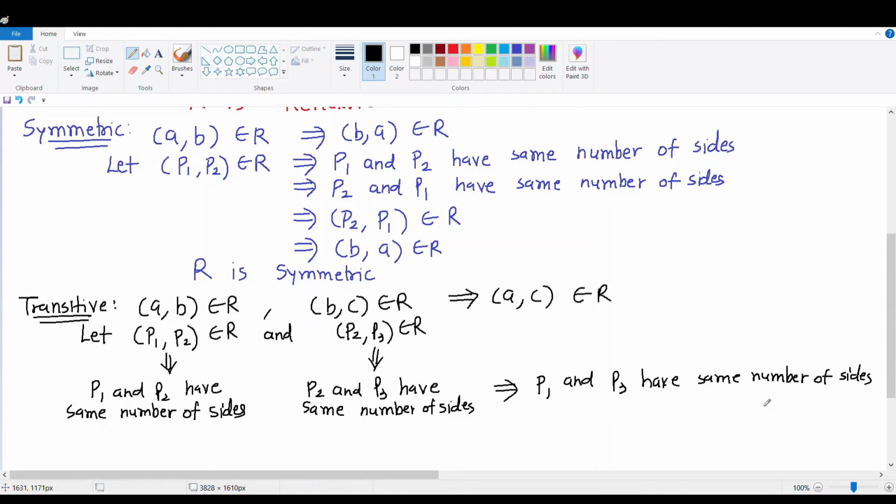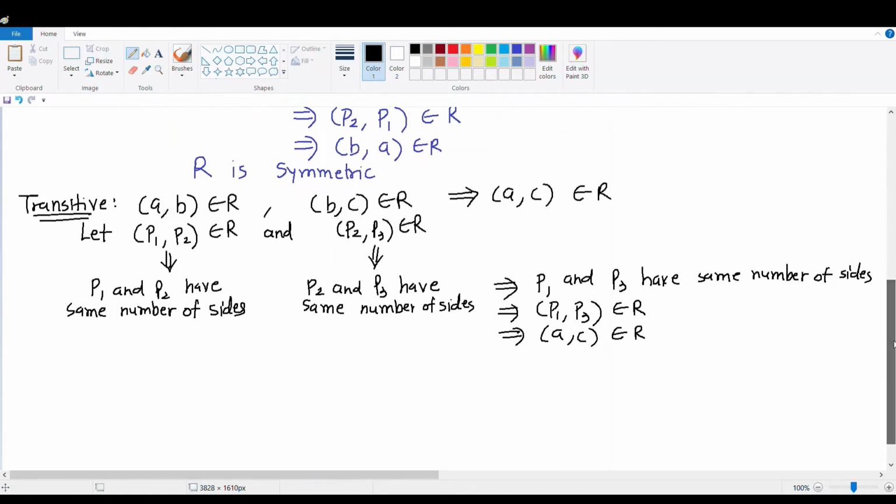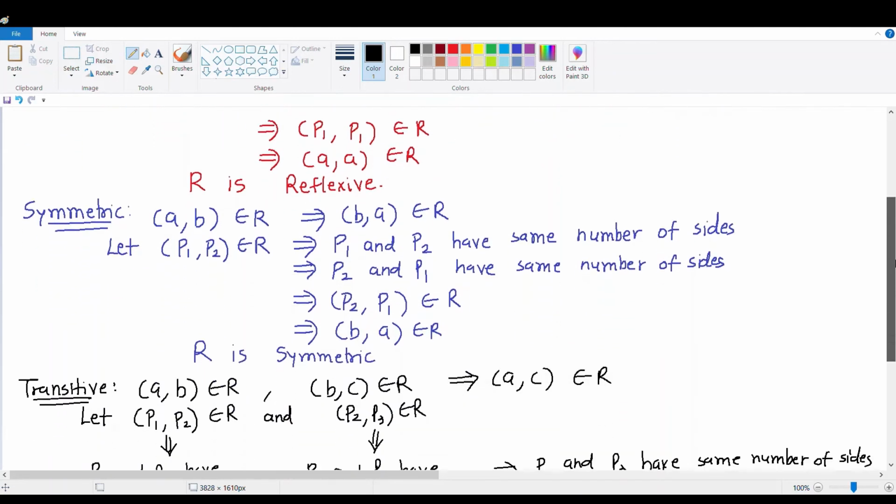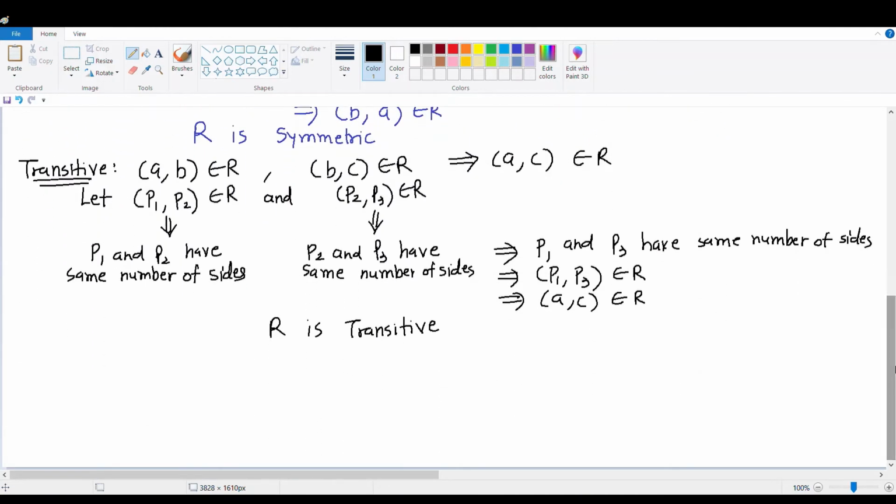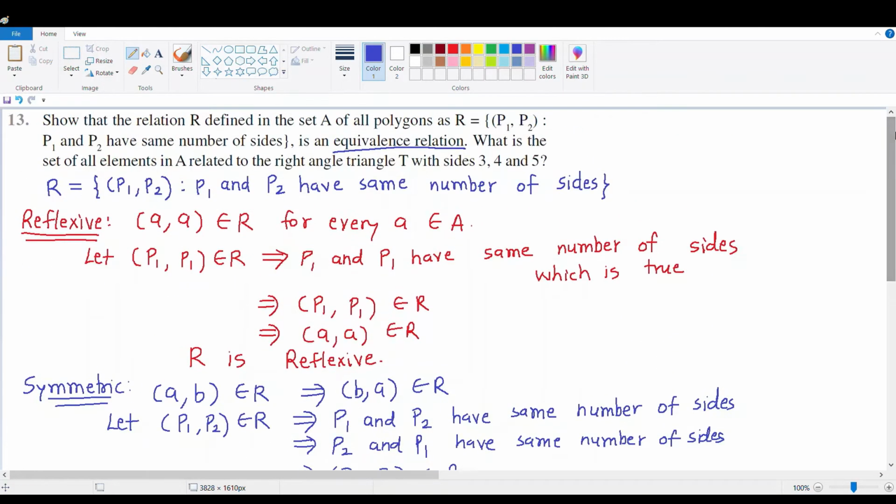And since P1 and P3 has same number of sides, you can say that P1 comma P3 belongs to R. And since our P1 was A, P3 was C, that means AC belongs to R. And since AC belongs to R, we can say R is transitive. So R is all three. R is reflexive, R is symmetric, and R is transitive. Hence, R is an equivalence relation.